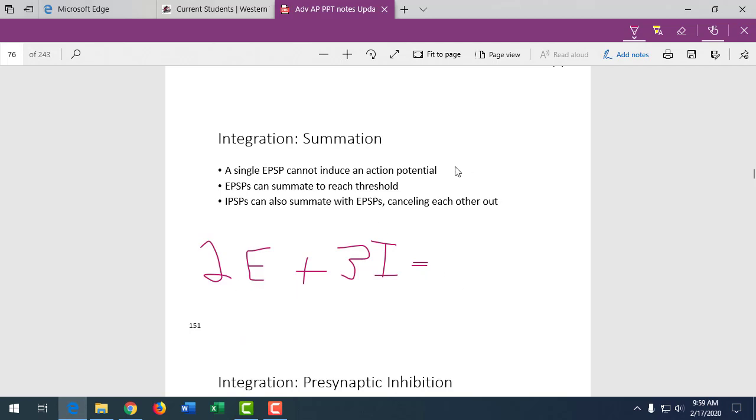Because remember, EPSPs go in this direction, right? And IPSPs go in this direction. So this is leading us closer to threshold. This is leading us further from threshold. So they add up, and they can cancel each other out. If I have two excitatory and 2 inhibitory, I could end up with no depolarization or hyperpolarization of the membrane, because they simply cancel each other out.